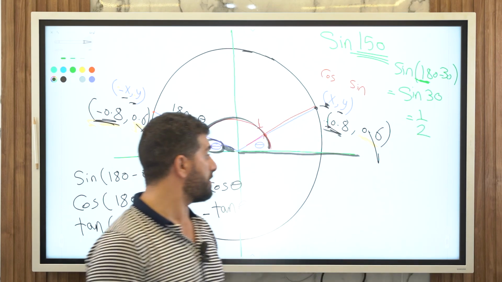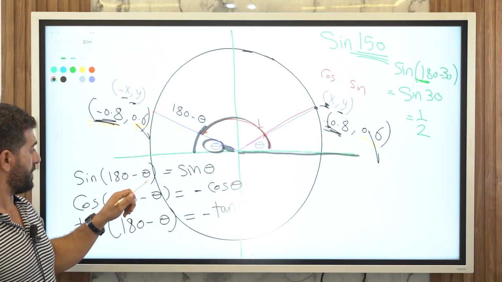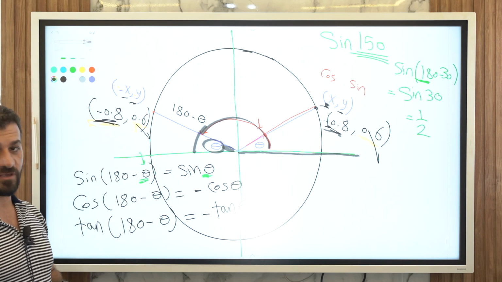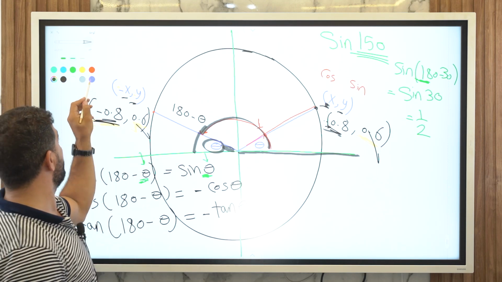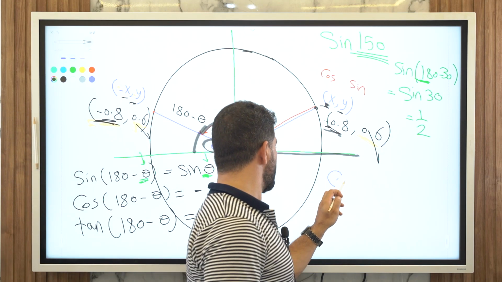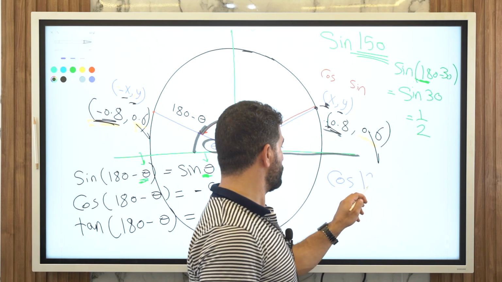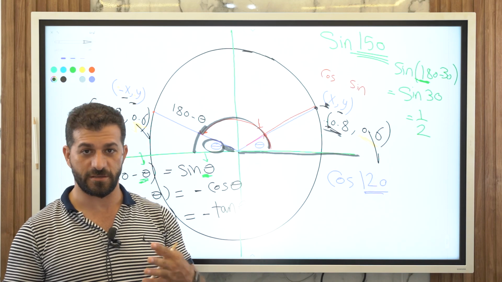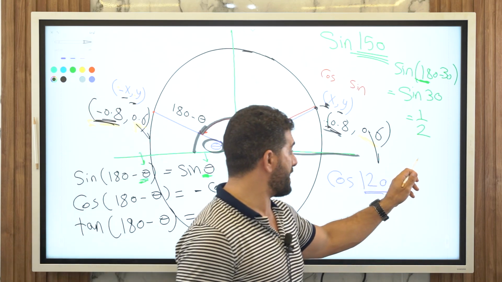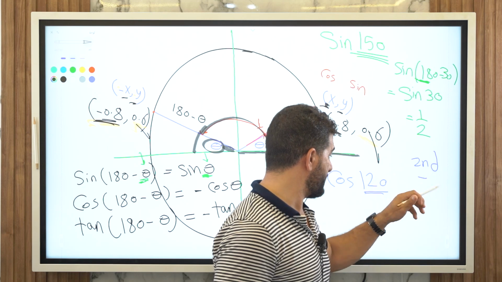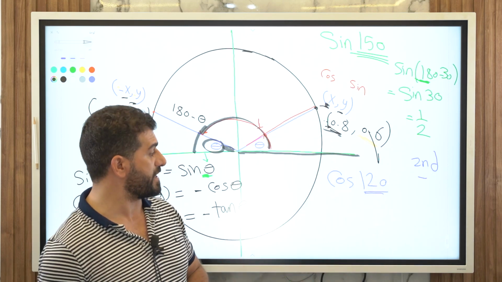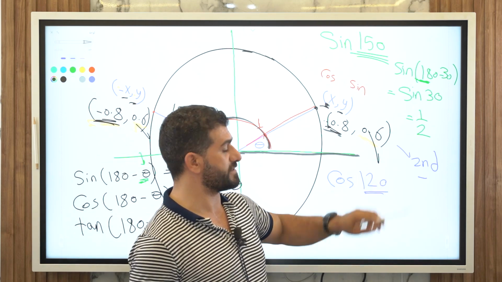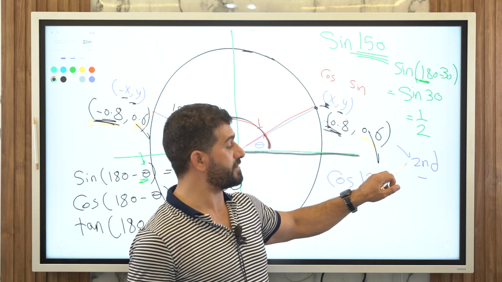As I said before, sine of 180 minus theta is equal to sine theta. What if I asked about cosine 120? You know 120, by the way, lies in the second quadrant, and cosine in the second quadrant is negative, so don't panic yourself about the sign. 120 lies in the second quadrant, and cosine in the second quadrant is negative.